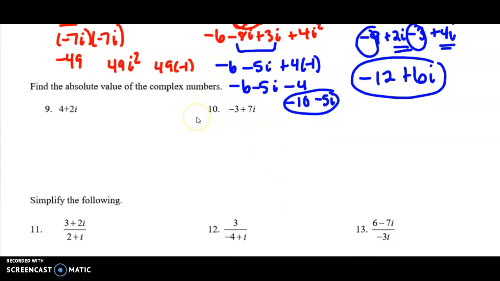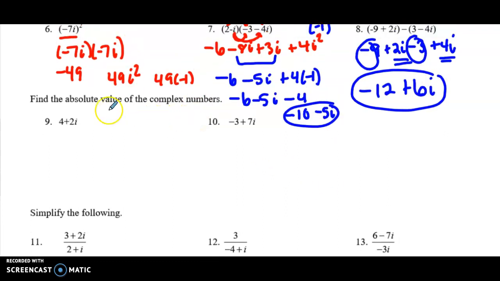All right, take a look at your next set of directions. It says find the absolute value of the complex number. All right, complex number, absolute value is basically just a distance. You want to identify your a, identify your b. a is the real portion, so in this case it's 4. b is the coefficient of the imaginary, which is 2.